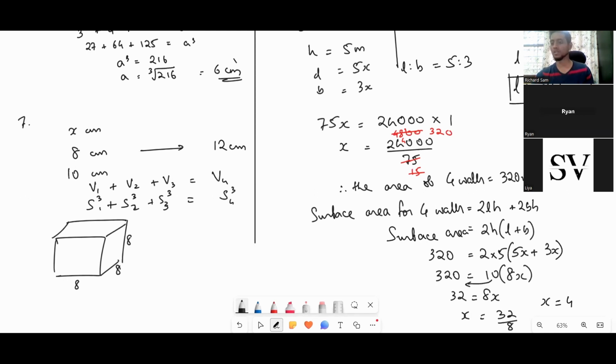You lose half mark if you write only this much. You have to put the unit. See, height is in meter. So length also will be in meters, and breadth also will be in meters. 3x, 3 into 4. That is 12 meters. This is your final answer: 20 meter and 12 meter. Pretty good. X is 4, no? Yes. After that, length and breadth you have to find. Question 10, everyone.